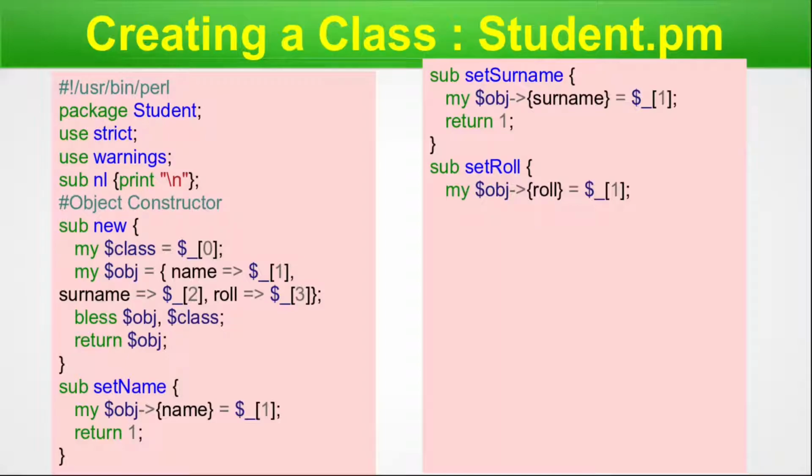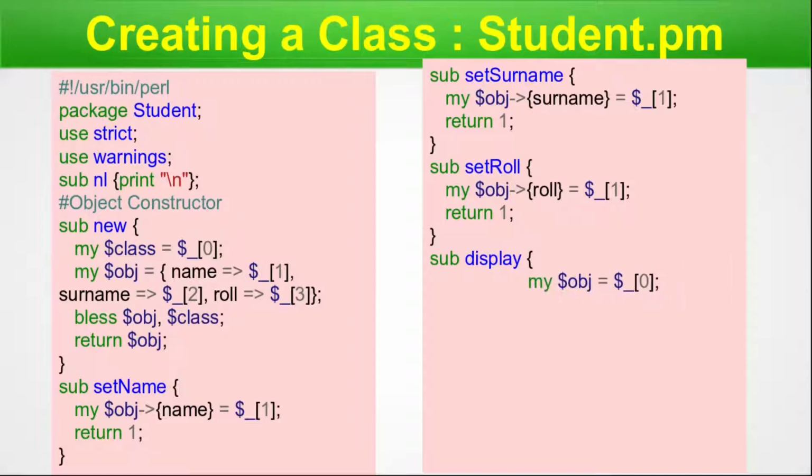Then again here $obj, then is role equal to $_1. So you can see that we have written the methods through which we can rectify the data. Now this is called encapsulation. So you use methods to communicate with the object's own data. Okay, now this was where we are rectifying the data.